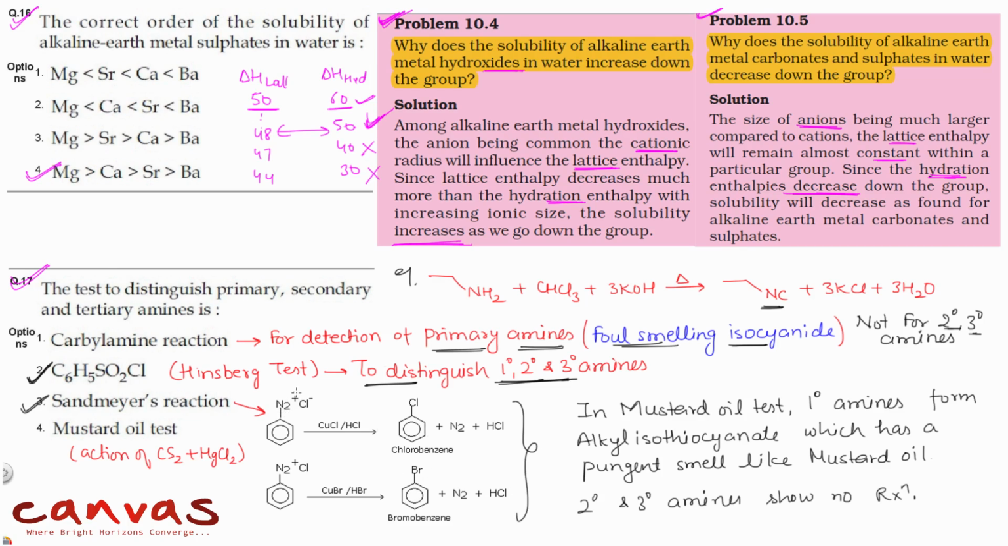From the diazonium salts, we can directly get aryl halides in presence of CuCl, HCl or CuBr, HBr. Then is the mustard oil test, the action of CS2 plus HgCl2. It is used only for 1 degree amines, and they form alkyl isothiocyanate, which has a pungent smell like mustard oil. That is why it is called the mustard oil test. But 2 degree and 3 degree amines do not show this test. So the answer is the second option, Hinsberg test.